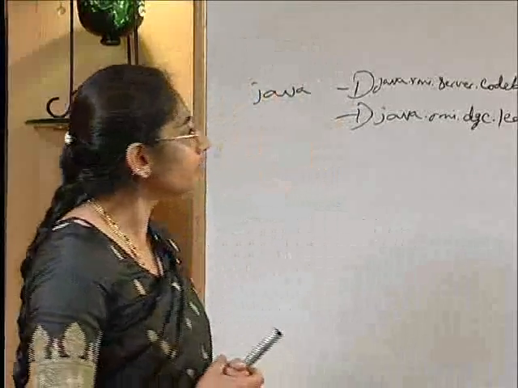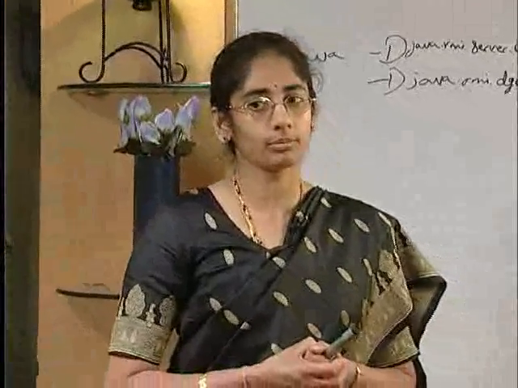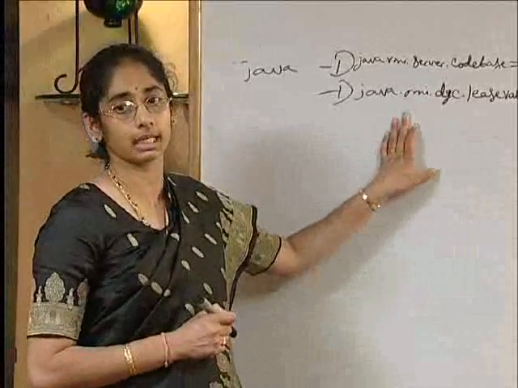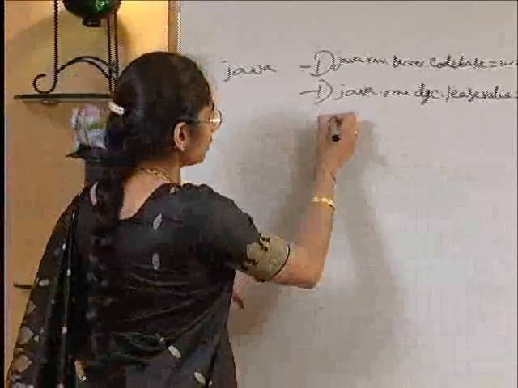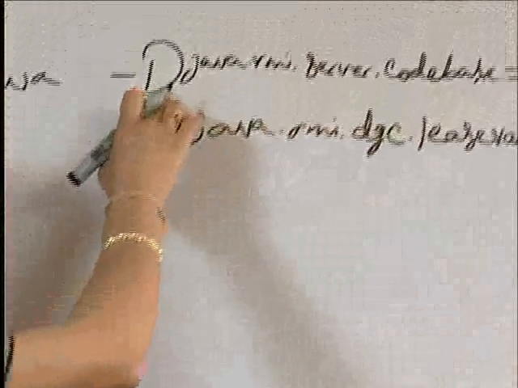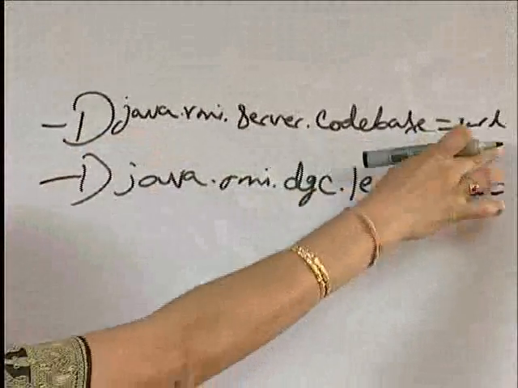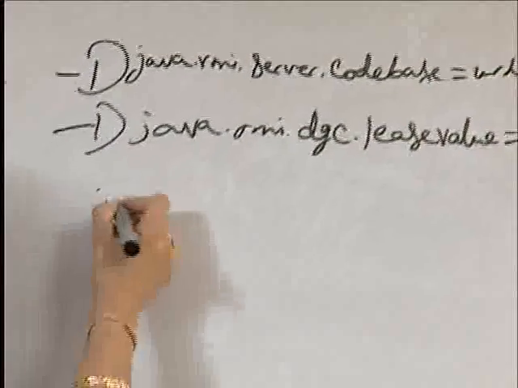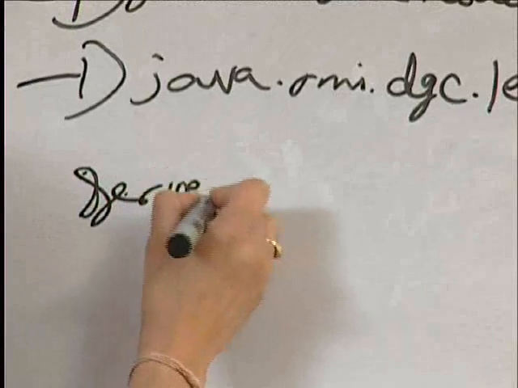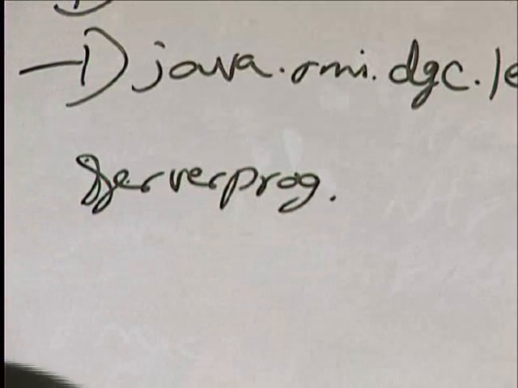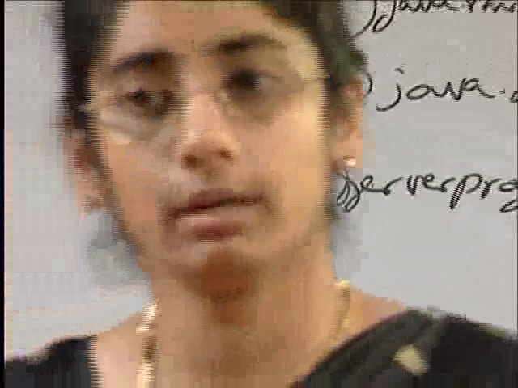So these are some of the properties which can be set during execution of your RMI program. Again, these have to be set at the server side. Every property can be specified with a capital D, no space, property name equal to value, then a space, again capital D, property name and value, and finally you specify the server program name. This is how you run your RMI application.